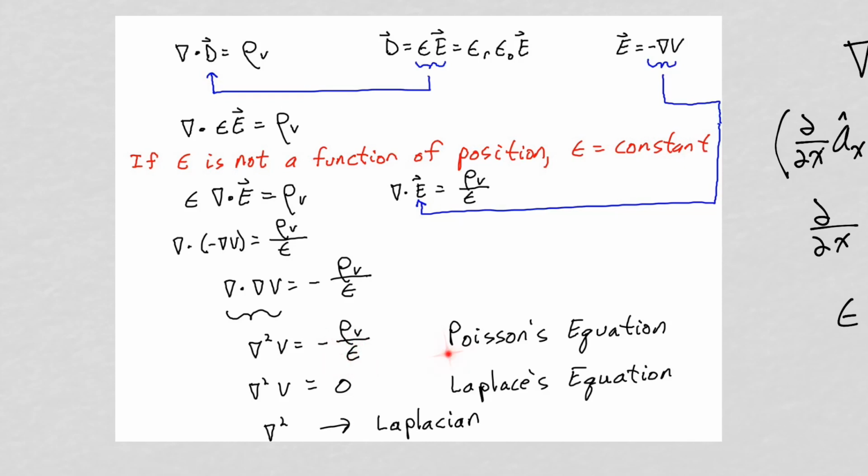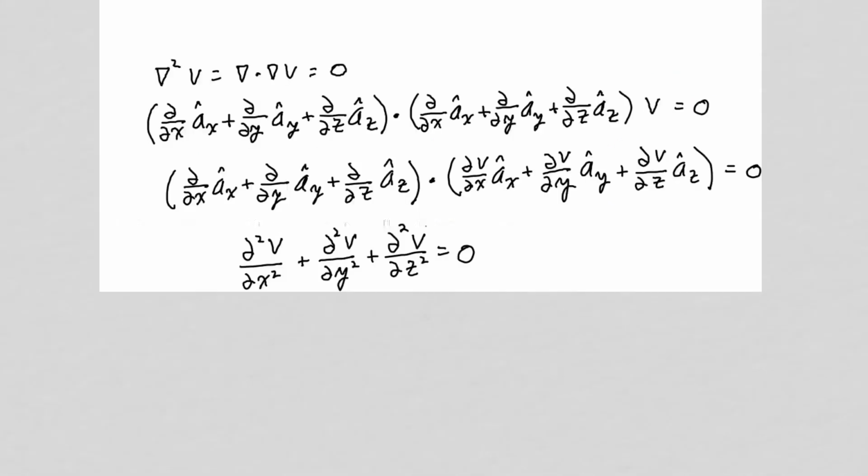And in situations where there's no volume charge density, we can rewrite Poisson's equation as the Laplacian of the electric potential equals 0, which is called Laplace's equation. Poisson's and Laplace's equations are second-order differential equations, and with knowing two boundary conditions, you can solve these equations for the electric potential field. Let's find the form of the Laplacian in Cartesian coordinates.